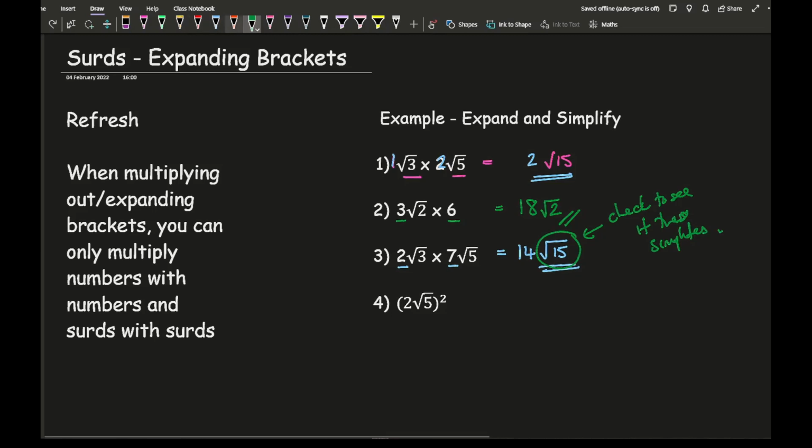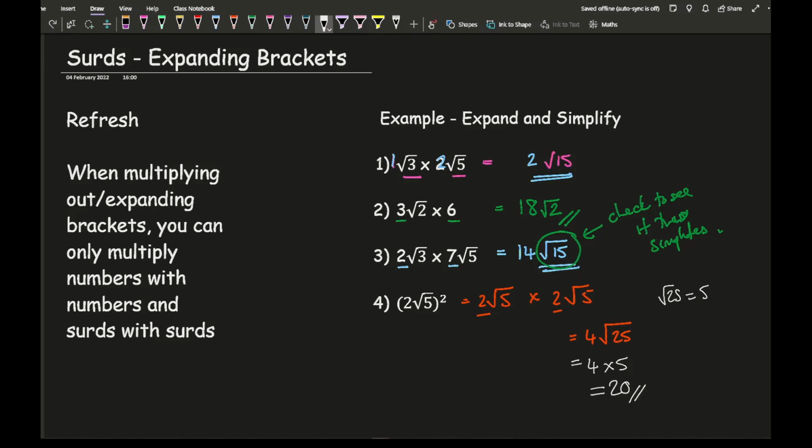And then if we look at example 4 where we've got brackets, so this means 2 root 5 multiplied by 2 root 5. So if I deal with the numbers first, I've got 2 times 2, which is 4, and then 5 times 5, which is root 25. And then we just check, can we simplify root 25? Yes, we can, because root 25 is just 5. So then that becomes 4 times 5, giving me a final answer of 20.